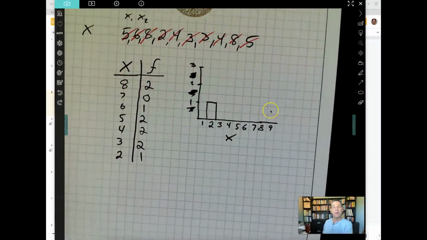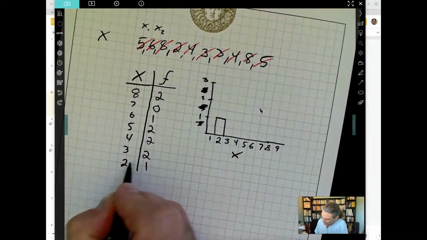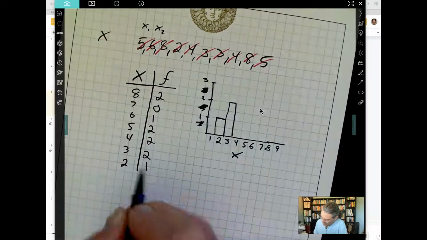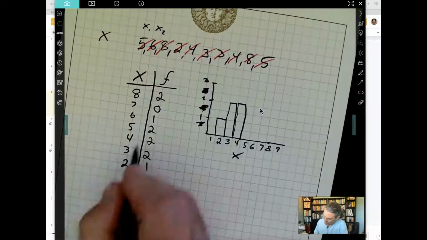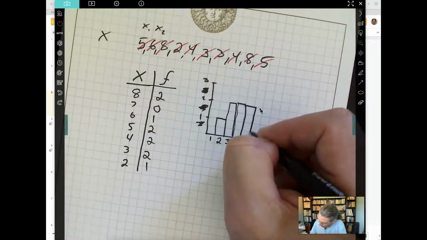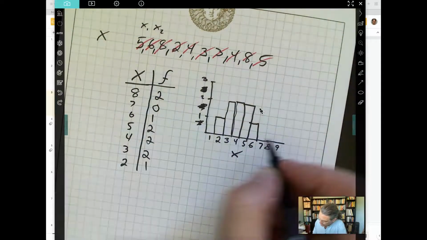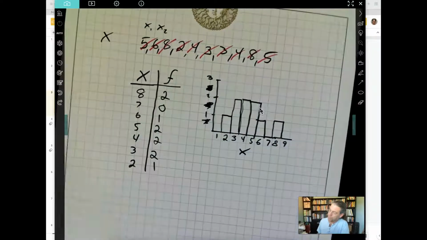Okay, so there are my bars. So there I've got a bar for 1. And then for the 3s, I see it goes up to 2. For the 4s, I see it goes up to 2 as well. For the 5s, also 2 as well. For the 6, it's a frequency of 1. For the 7, it's a frequency of 0. And then for an 8, a frequency of 1.